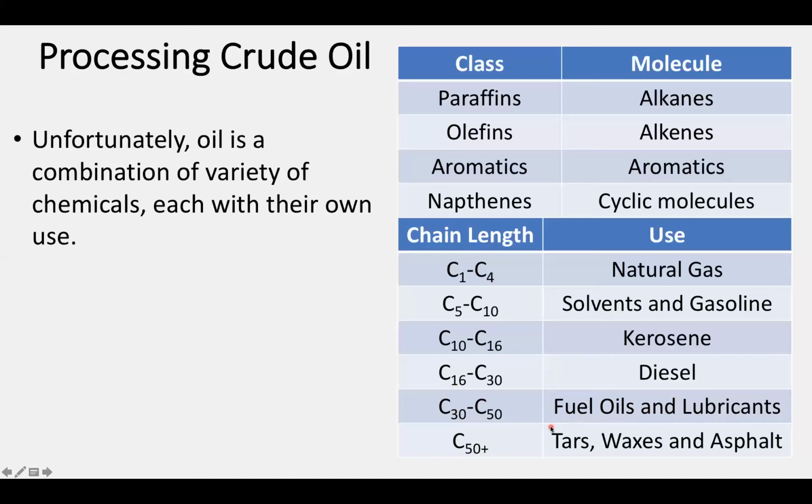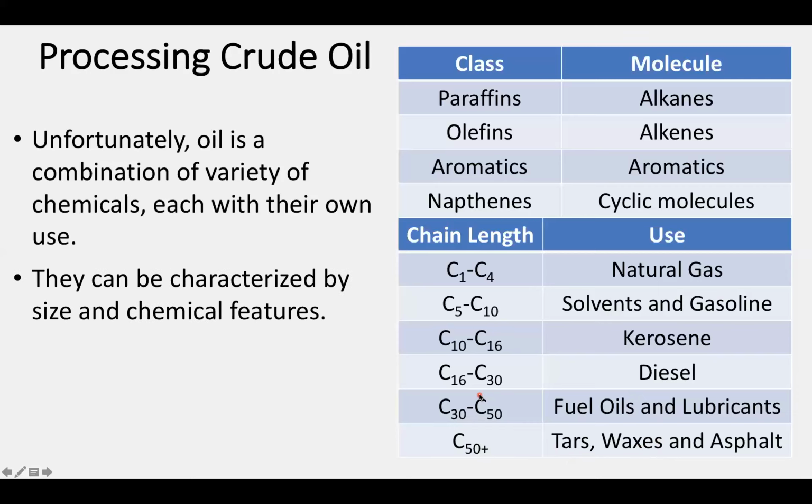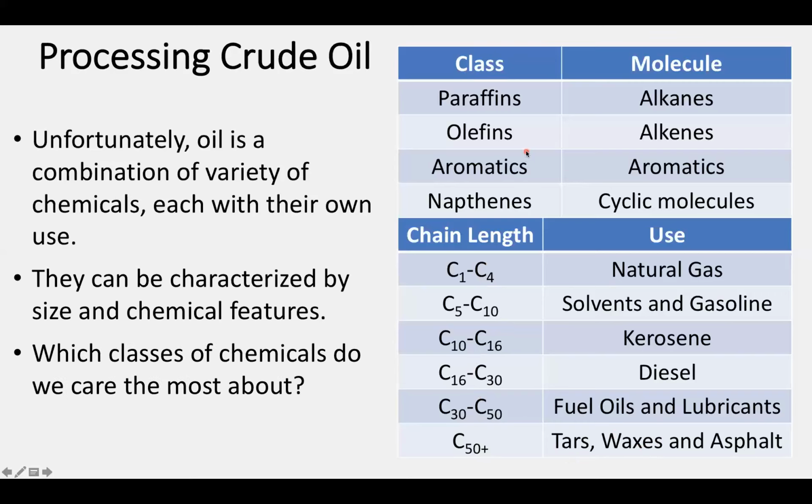And by the time you get past about 50 carbons, these are going to be a lot of inert species, much more carbon, very little hydrogen. Asphalt, tars, waxes, a lot of physical recalcitrant species. And again, we're going to be talking about most of these species based on their use and their class.